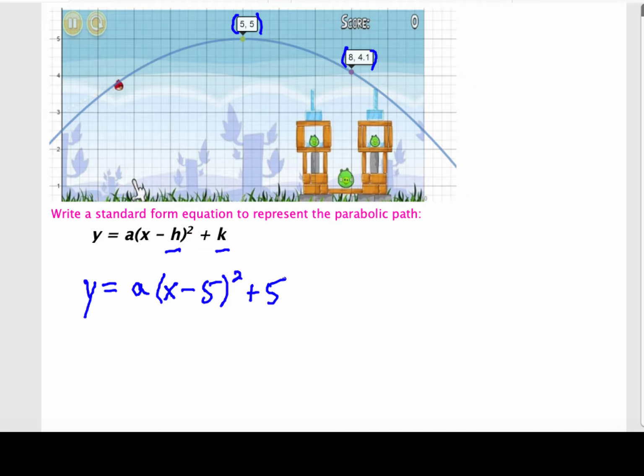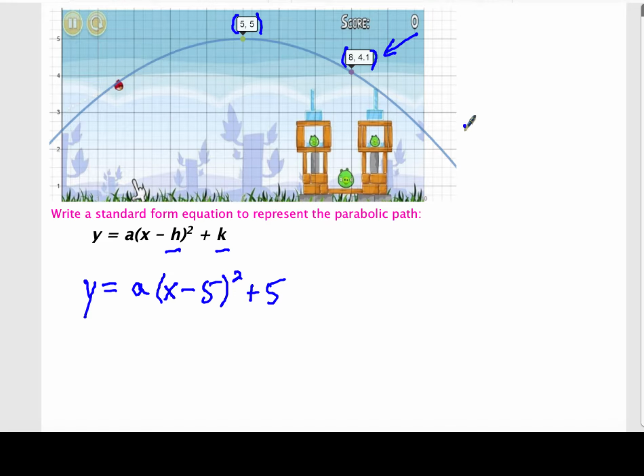Now the downside is the harder part to find is actually that a value. We've located the vertex, but now we need to figure out the stretching, shrinking, and reflecting. What would a need to be in order to actually go through all of the points on that parabola? And that's where that other point comes into play. If we know one other random point, we can plug that in for x and y, and we could figure out what a would need to be for our final equation. So let's go over here to the right side of the screen, and let's do that.